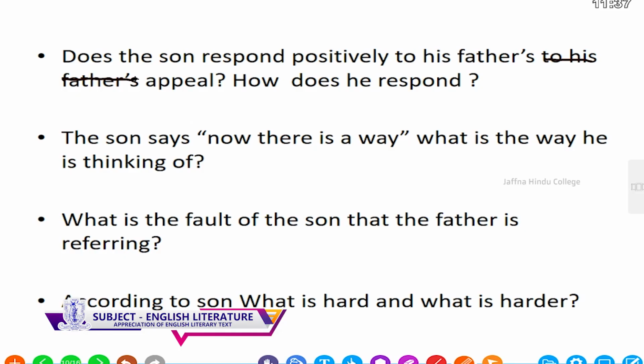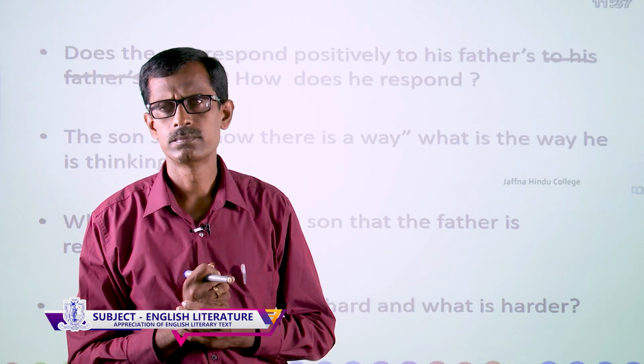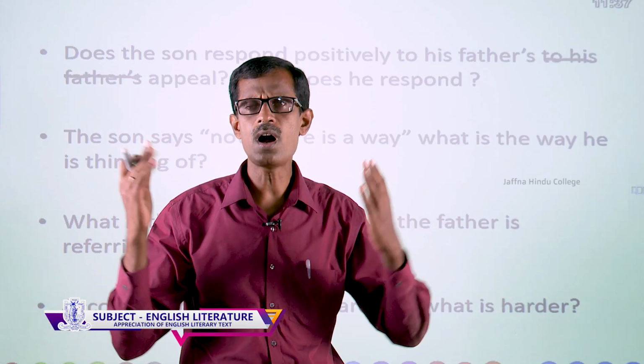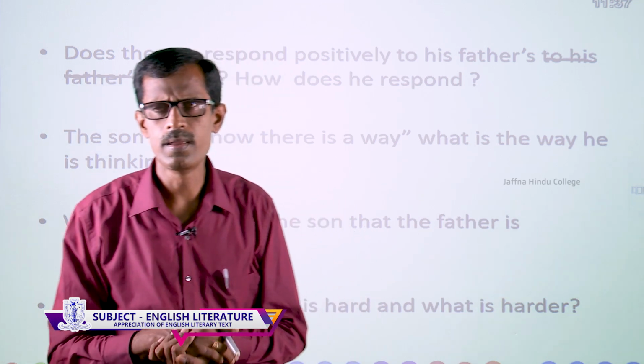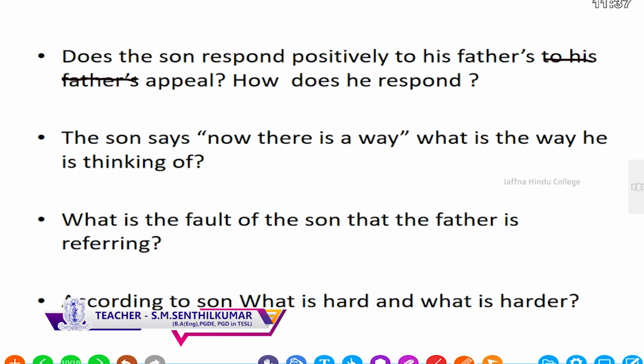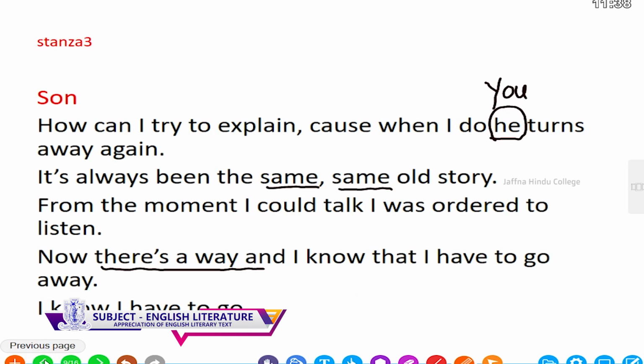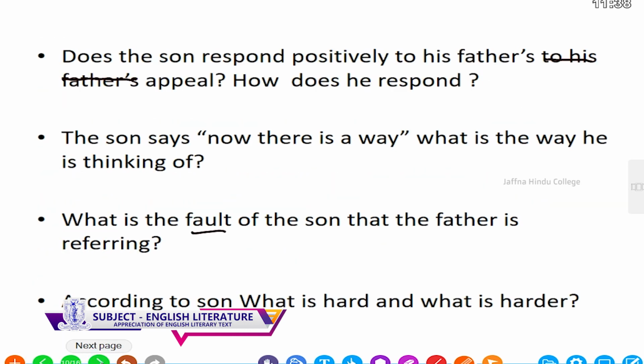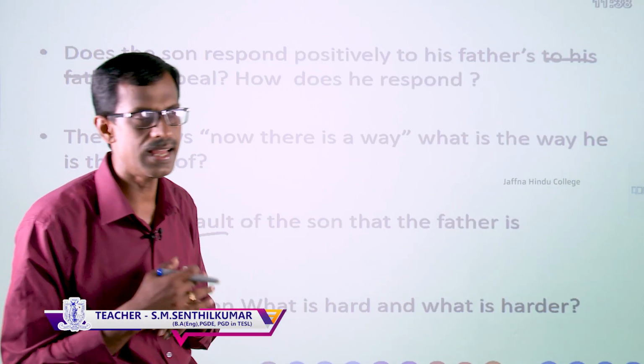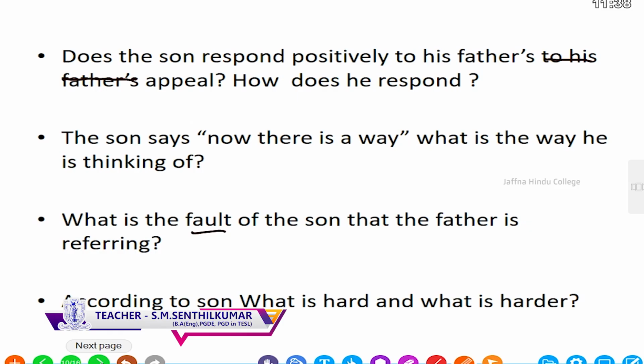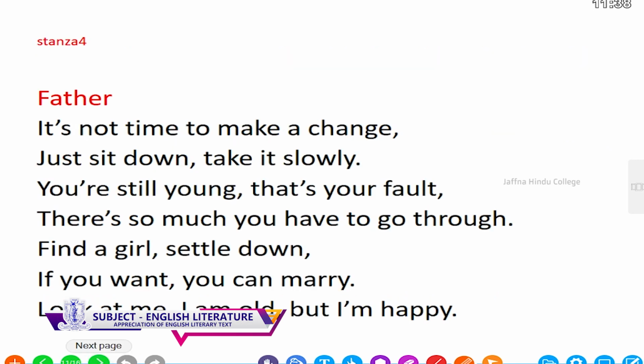How does he respond? It is a monologue form. The son says, now there is a way. What is the way he is thinking of? He is thinking of being ready to go out of the home. He is ready to leave the home. That is the way we speak about here. What is the fault of the son that the father is referring to? Actually, the answer is he is inexperienced. That is the answer in the first stanza. We studied that. This question comes after that. I will go to the next stanza.